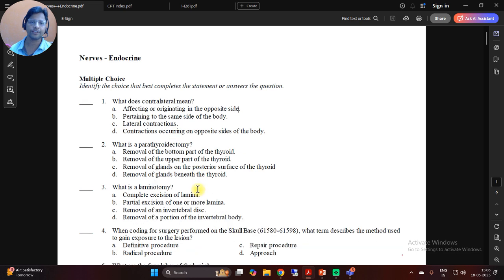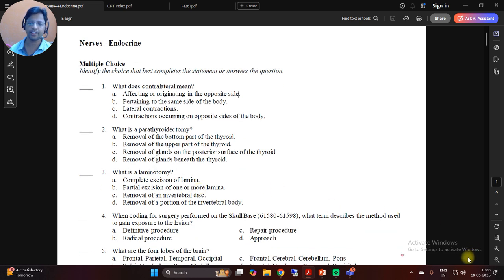Next, what is parathyroidectomy? Basically, in the endocrine system we have a few glands like the thyroid gland, which is the major gland, and a few smaller glands related to the thyroid. In parathyroidectomy, the physician is removing the parathyroid gland. Ectomy means removal. As soon as you see parathyroidectomy, first of all you need to know the anatomy of the parathyroid gland. These parathyroid glands are present on the back side of the thyroid gland.